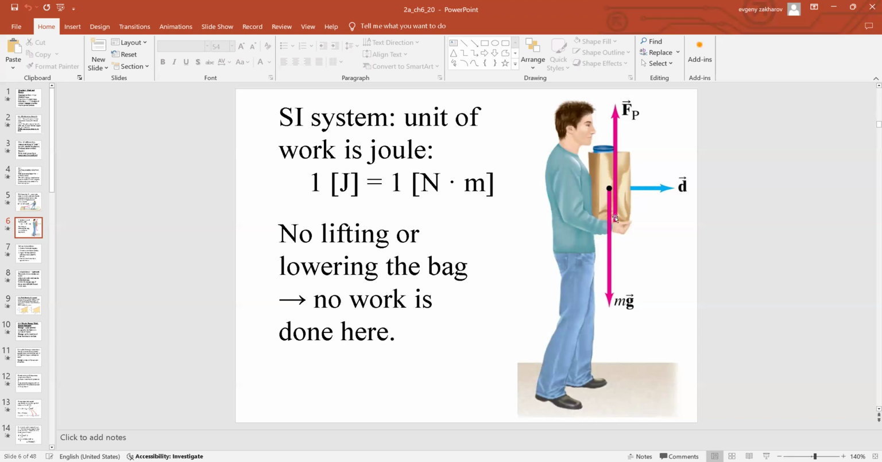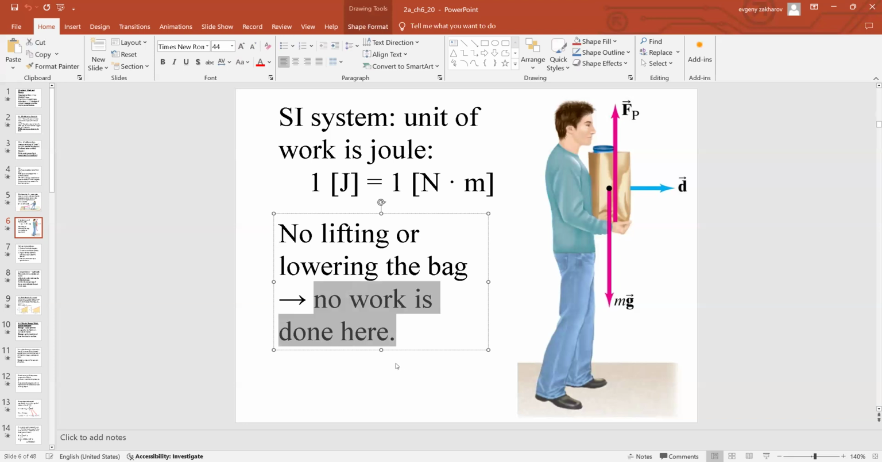Same thing for gravity. Check it out. Gravity goes downward. Displacement is perpendicular. What's the angle between those two vectors? 90 degrees again. So what's the work done by gravity onto this displacement? That work is 0. Cosine of 90 degrees is 0. So no work is done here because lifting or lowering the bag, that will create a 90 degrees angle between the two vectors.